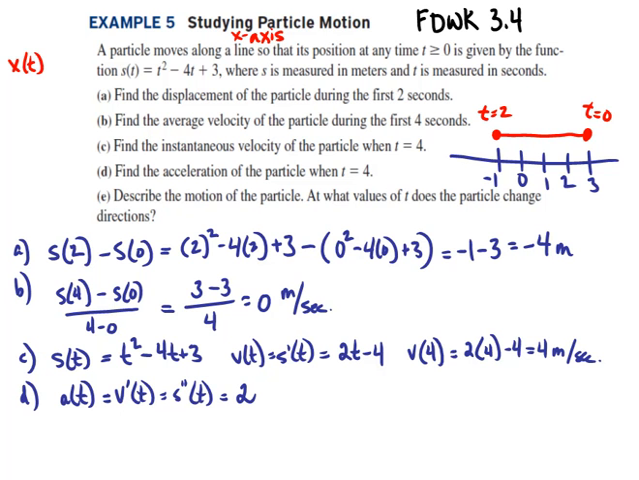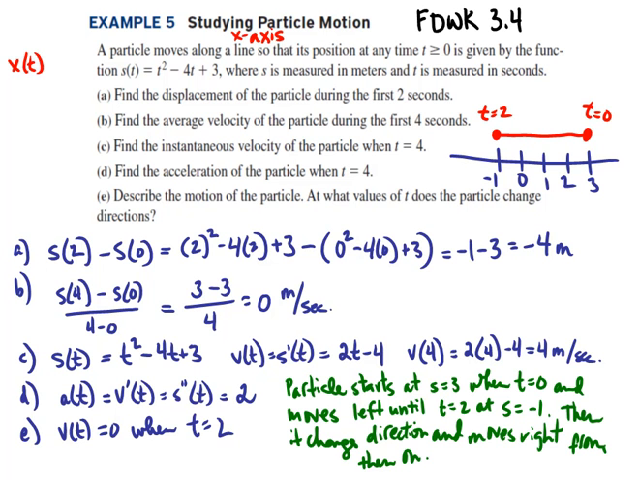And finally, we want to describe the motion of the particle. And we want to answer the question, at what values of t does the particle change directions? The particle changes directions when the velocity is 0. Well, it doesn't necessarily change directions, but the velocity has to be 0 when it does change directions. It actually changes directions when the velocity changes from positive to negative, or negative to positive, which can only happen at 0. So it changes directions at t equals 2. And my answer is there.